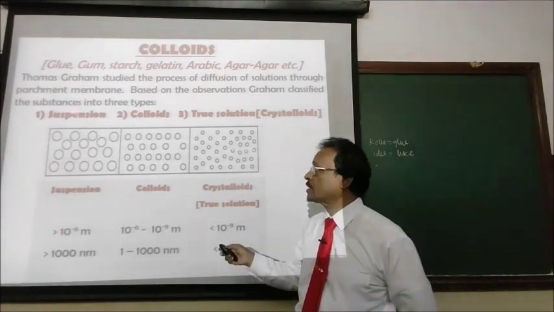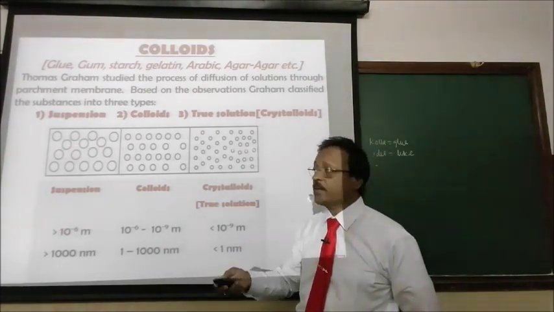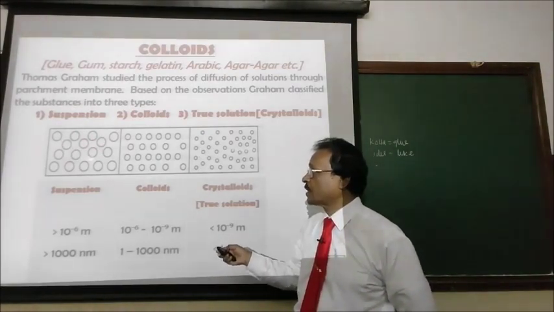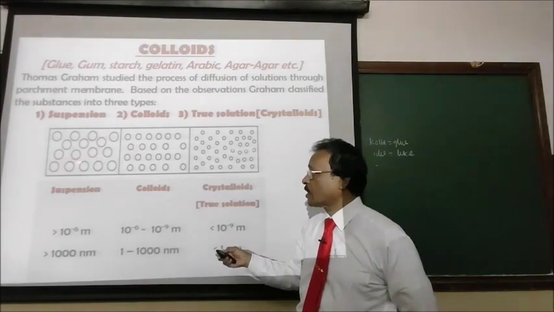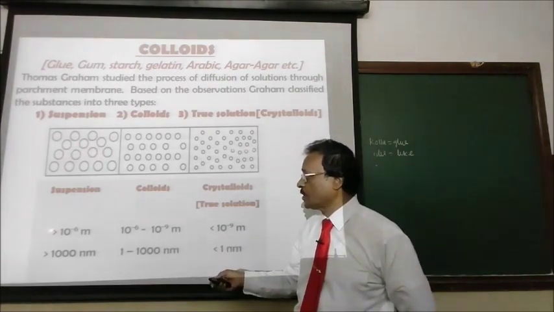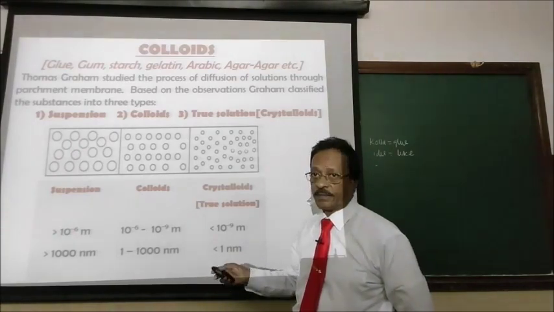So I call this a suspension, meaning freshly prepared precipitate dispersed in a medium. These suspension particles are relatively bigger. They are not found to pass through the parchment membrane bag, and the particle size was found to be greater than 10 power minus 6 meter.